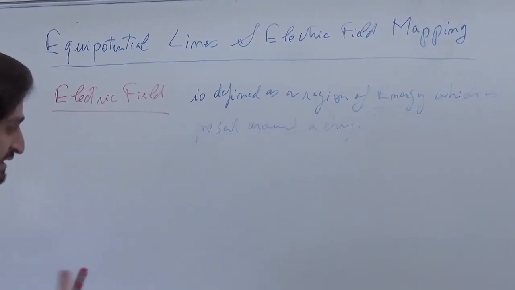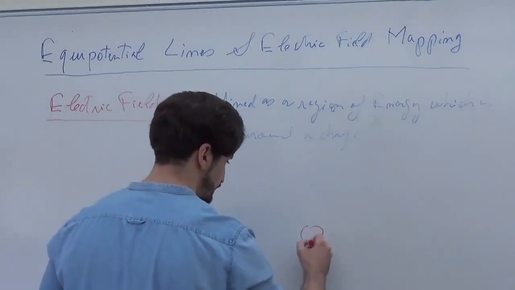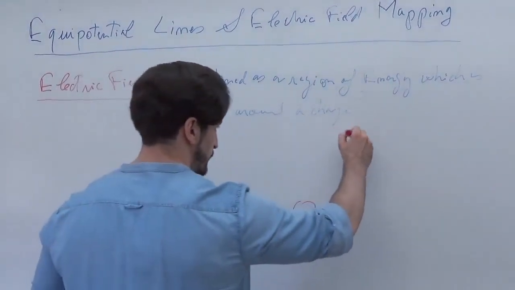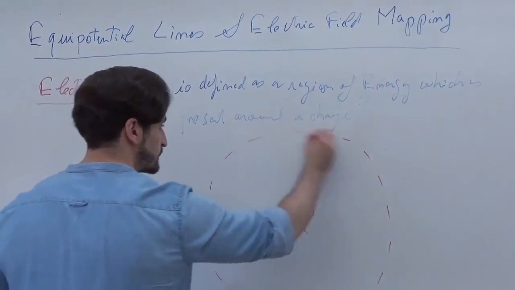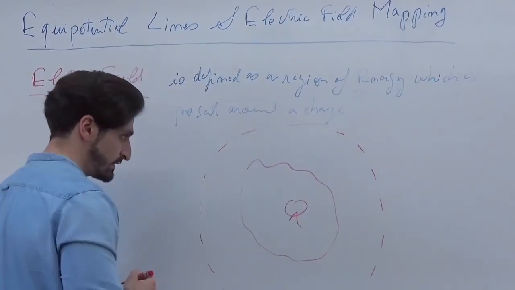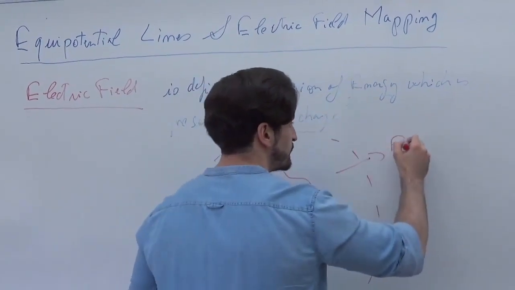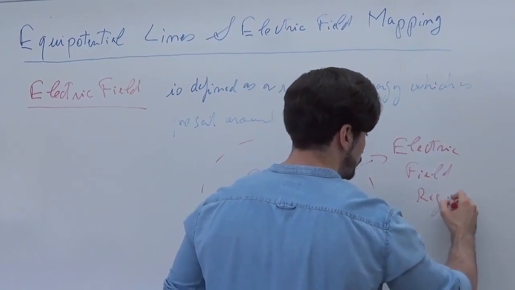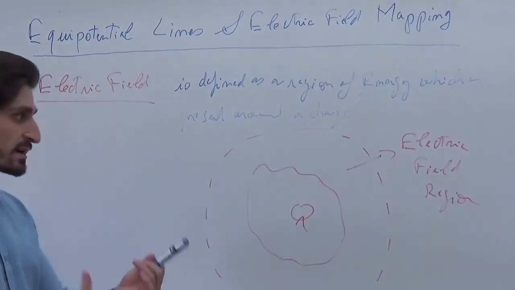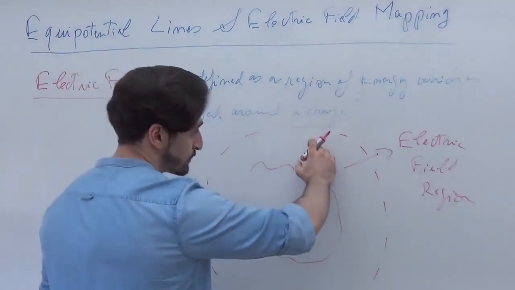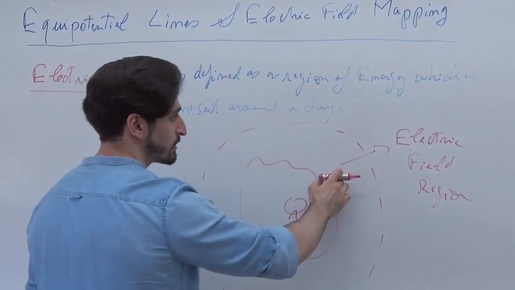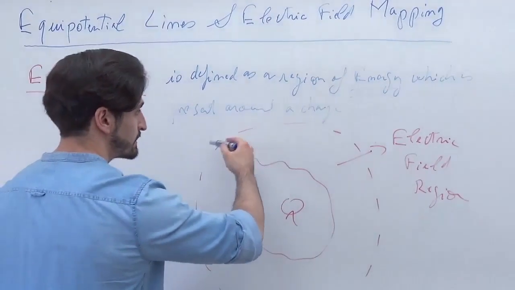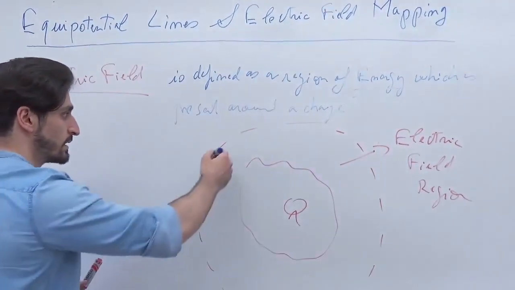For example, if we consider the following charge Q, it can be positive or negative, it doesn't matter. The charge Q is going to create all around it a certain region of energy, and we are going to label it the electric field region. If you notice over here, I have indicated the periphery of that electric field region with dotted lines.